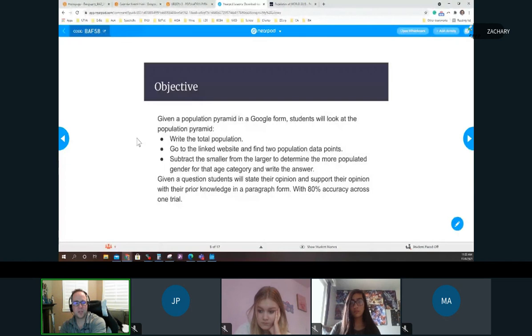Okay, so this is the objective of what we'll need to do. Given a population pyramid, which I'll be giving you, students will look at the population pyramid. You'll have to find where the total population is and write it down. Go to the link of the website and find 2 population data points. And then you'll have to subtract the smaller from the larger to determine which gender is more populated for the age category, and then write your answer.